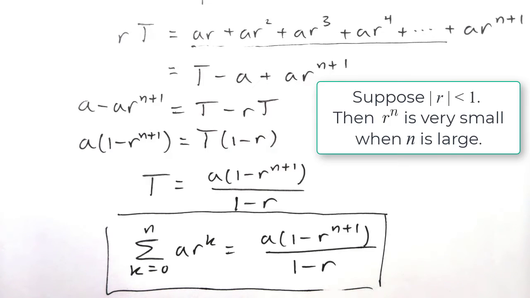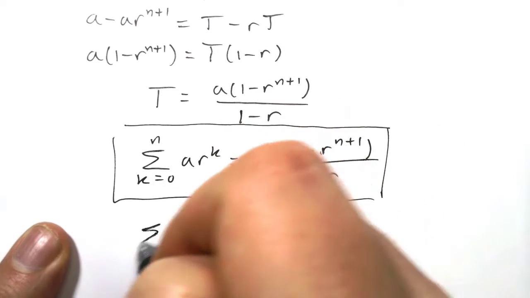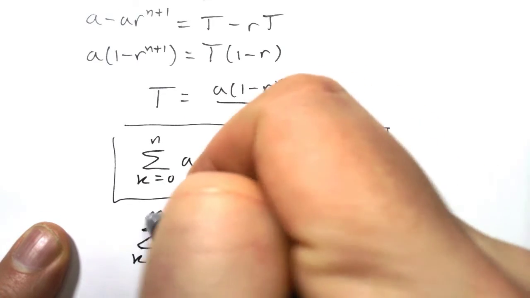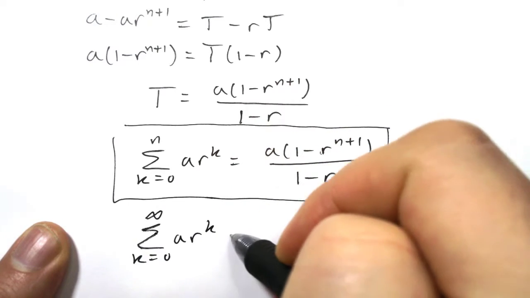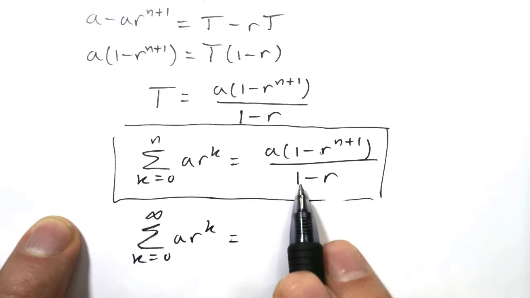So what that tells me is that as I let n go to infinity, this piece right here tends to 0. And so what that tells me is that if I were to sum up to an infinite amount, what I would get is a times 1 minus 0 over 1 minus r.